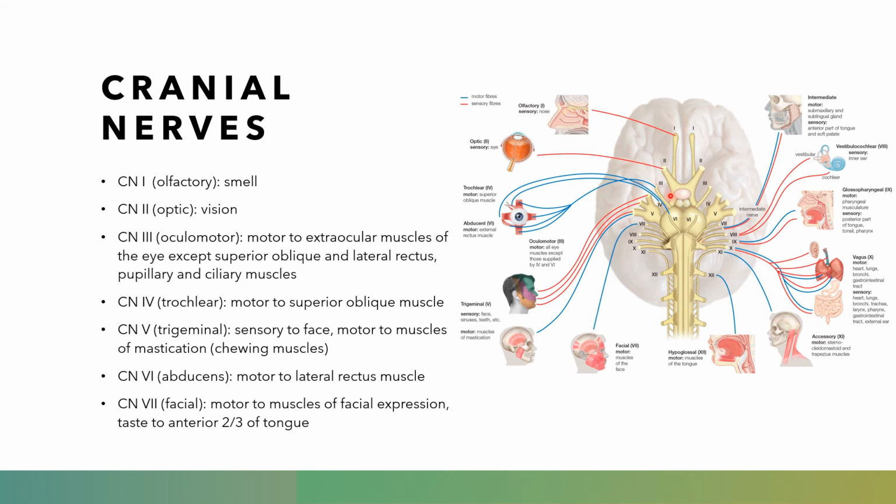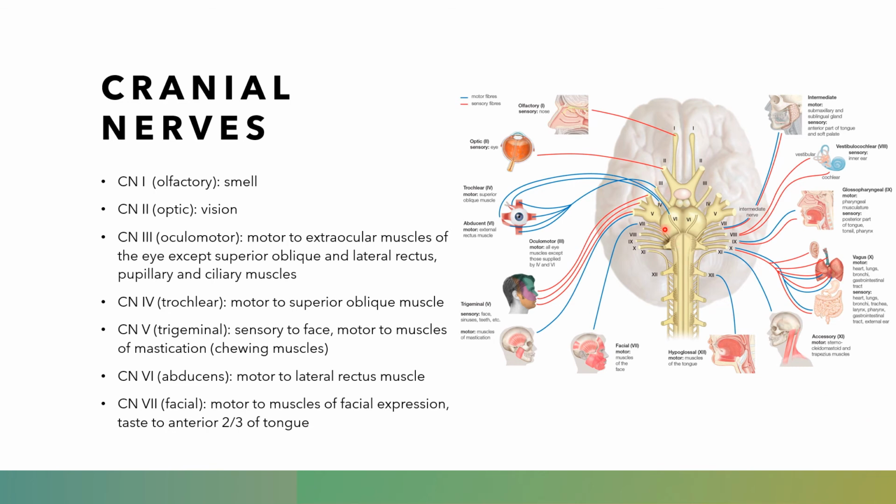Cranial nerve 3, your oculomotor nerve. It provides motor to extraocular muscles of the eye, except for 2, which are the superior oblique and the lateral rectus. It also provides motor to the pupillary and ciliary muscles in the eye.